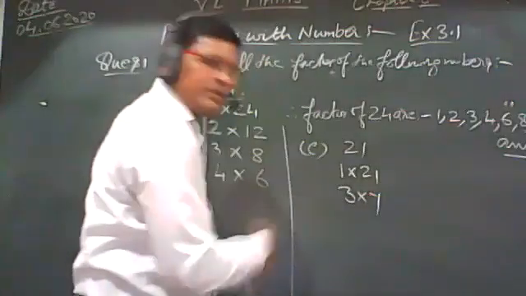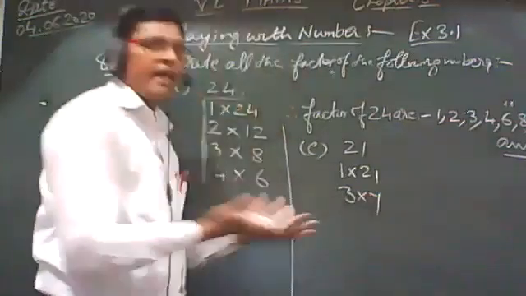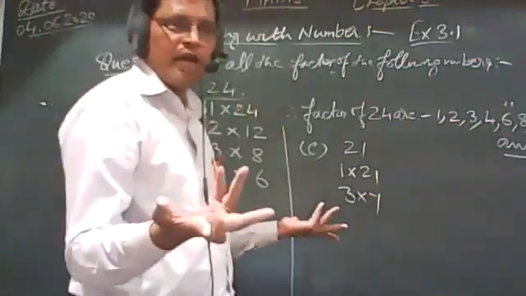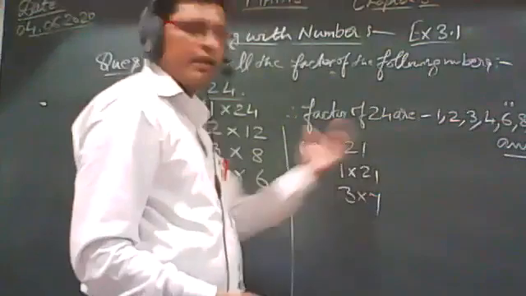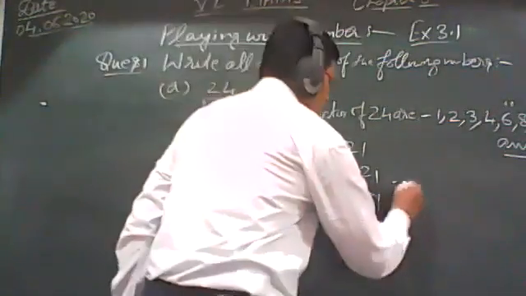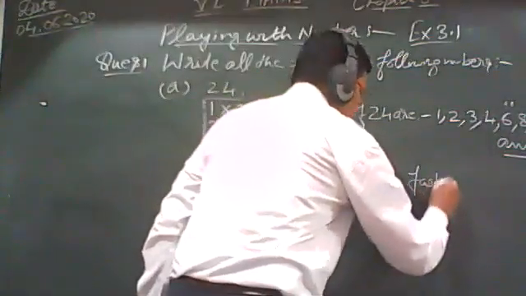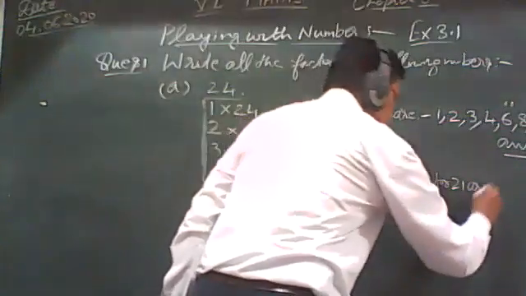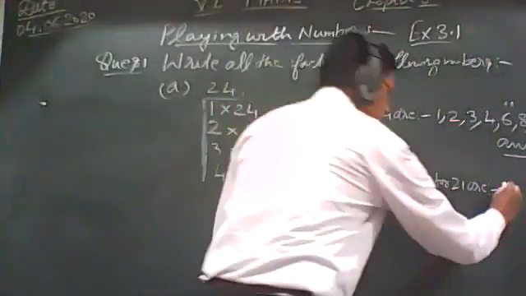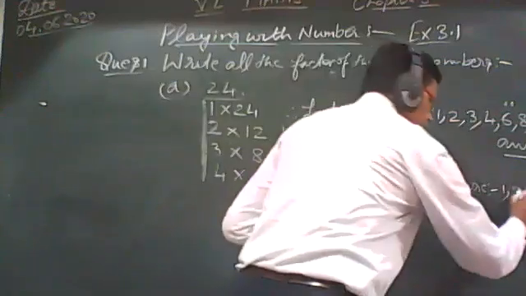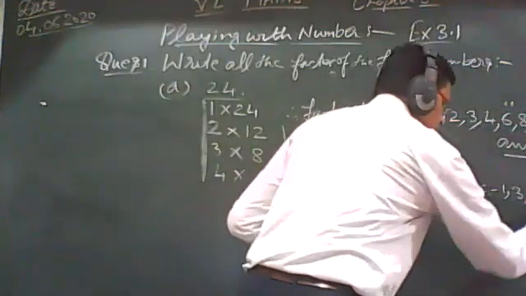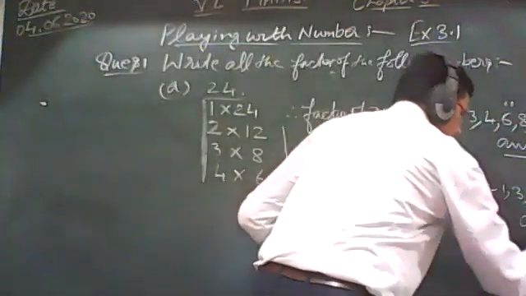Okay, 3 sevens are 21. Then no number is left. It is exactly divisible by 21. Therefore, the factors of 21 are 1, 3, 7 and 21. That is our answer.